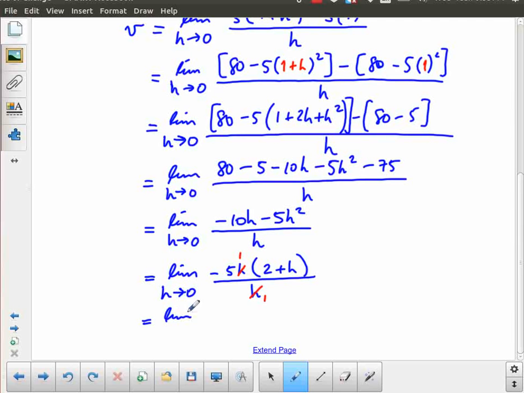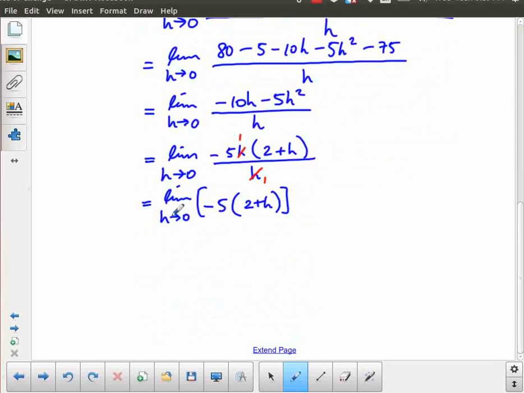That is equal to the limit as h approaches 0. And I'm just going to write it out one last time. Negative 5 times 2 plus h. This is fine the way it is, but I don't think the form looks very good. So I would recommend adding a bracket here to denote that I'm taking the limit of this whole thing inside the bracket.